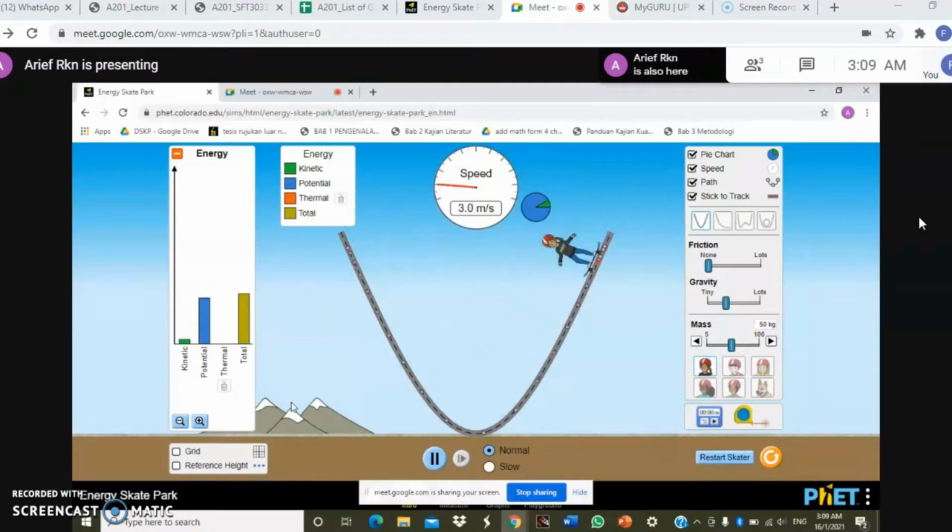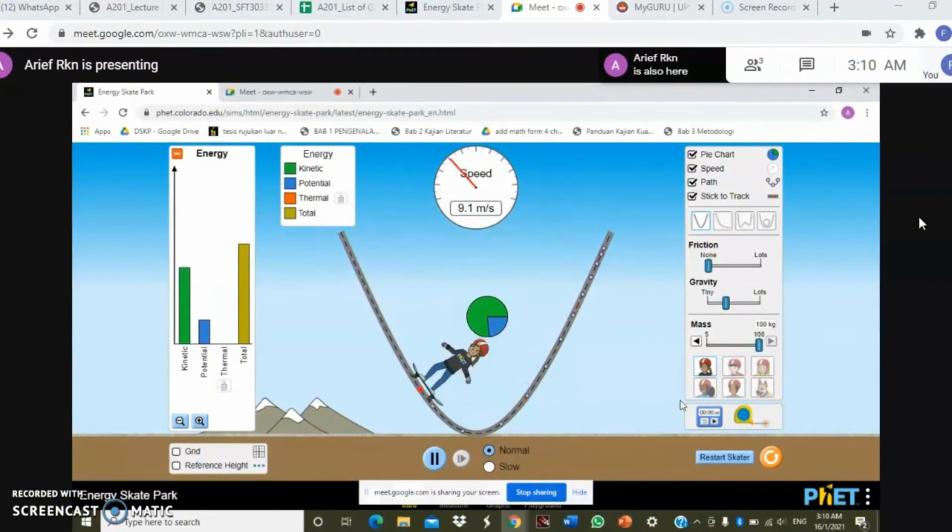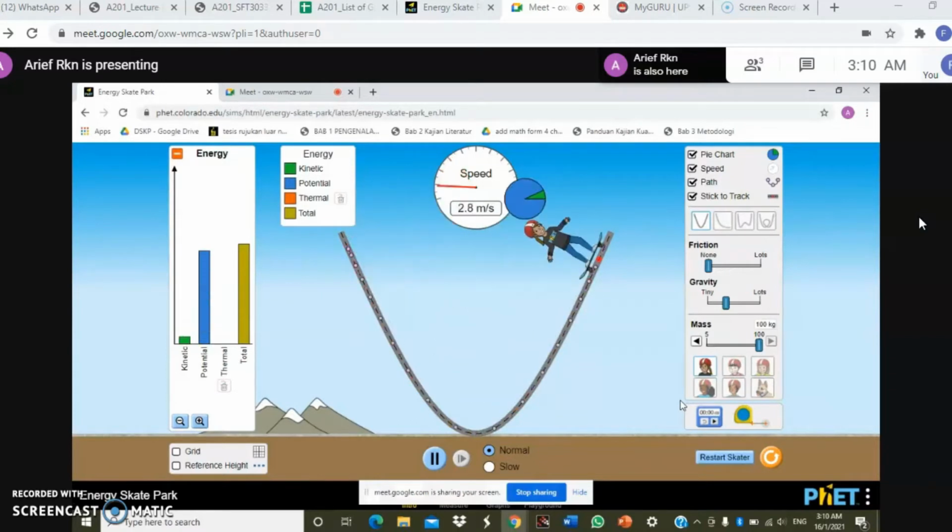So Arif, can you help me? What is the maximum speed when the skater is at the lowest point? 10 meter per second. Okay, so how about we change the mass of the skater? How about 100 kg? The speed is 10.6 meter per second. So it's slightly higher than when the skater is 50 kilogram.